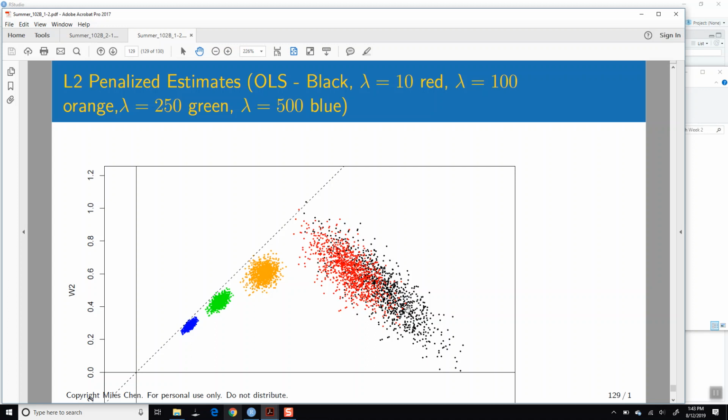However, what does it do? If we look at the points that end up in the orange blob and the green blob and the blue blob and even the red blob, the variance of those blobs is smaller, right? So as we increase our lambdas, the variance of our coefficient estimates gets smaller.